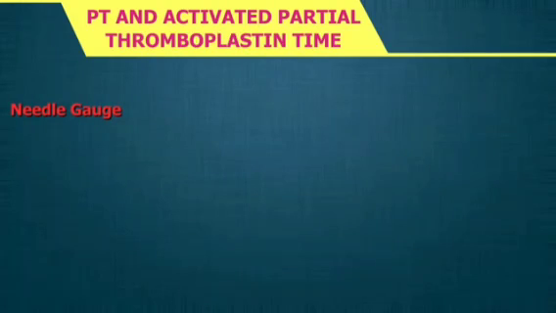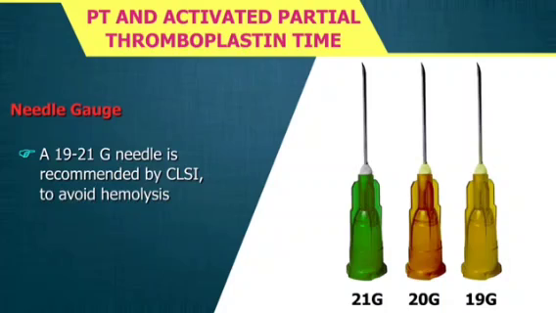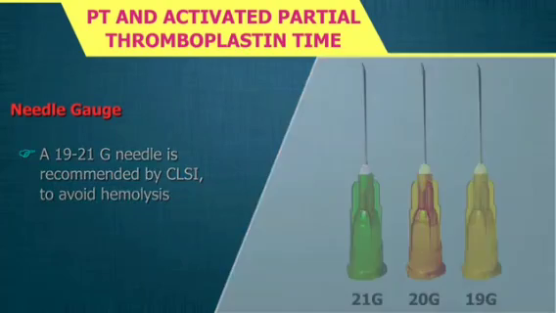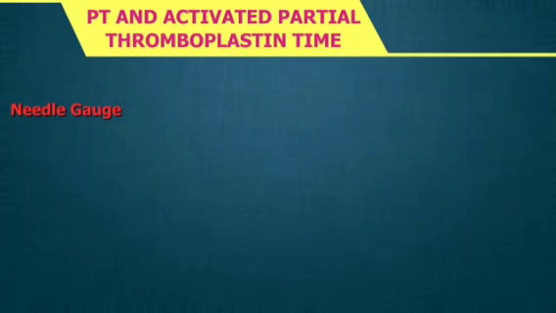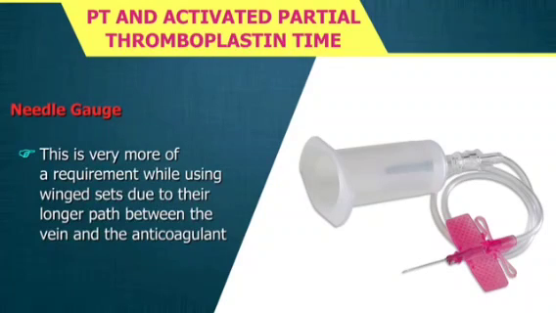Needle gauge. A 19 to 21 gauge needle is recommended by CLSI to avoid hemolysis. 25 gauge or smaller may induce hemolysis or activate the platelets, leading to erroneous results. This is even more of a requirement while using winged sets due to their longer path between the vein and the anticoagulant.